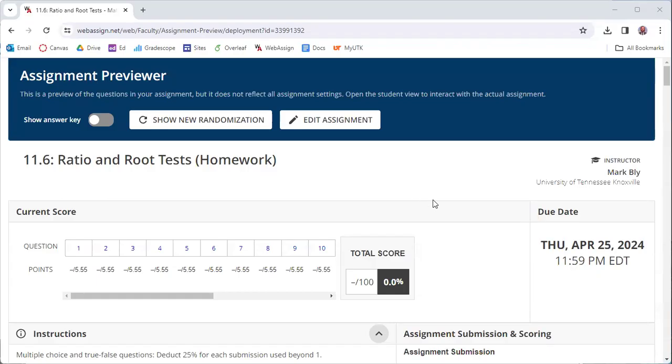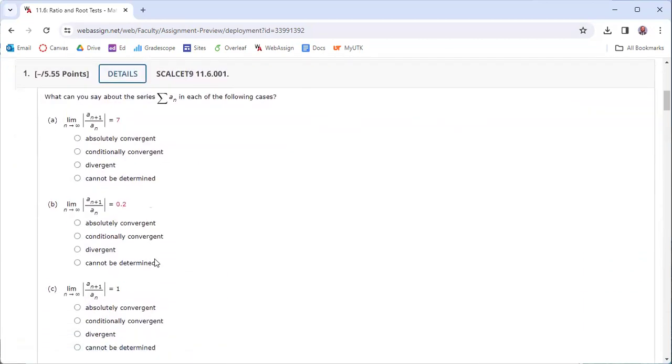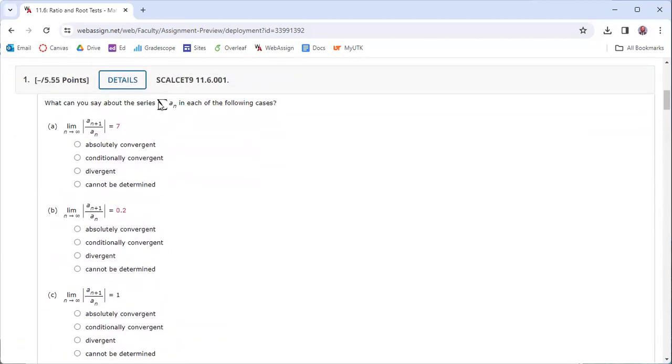All right, let's discuss the 11.6 WebAssign on the ratio and the root test. Ratio test is one of the most important series tests of all, and I think that's why we've got a bunch of exercises here. So we'll take it bite by bite. Right, what can you say about a series sum a_n in the following cases?